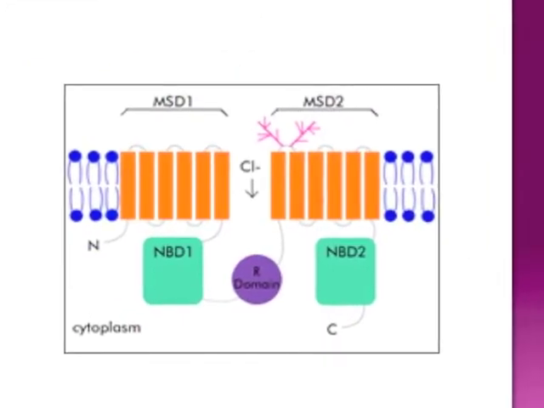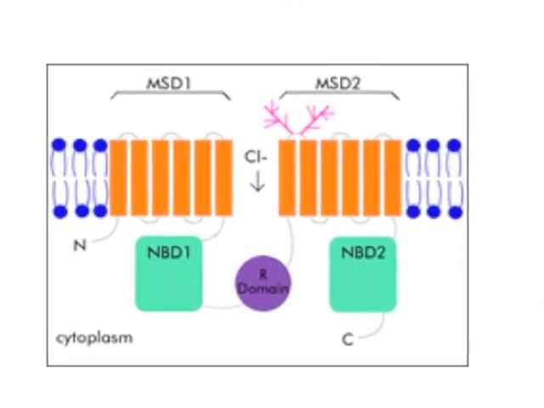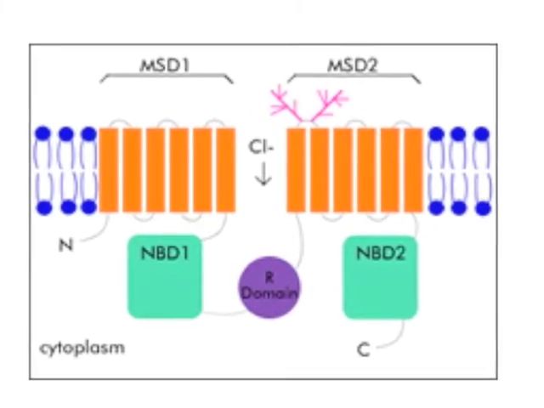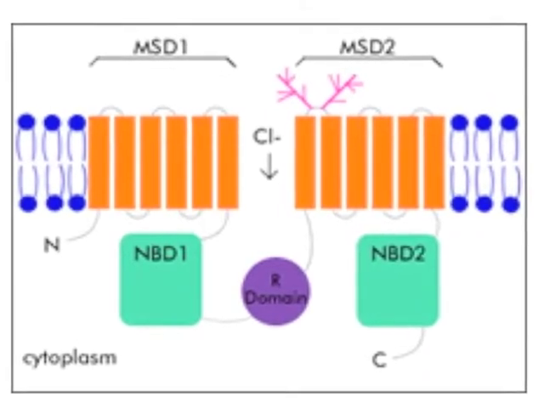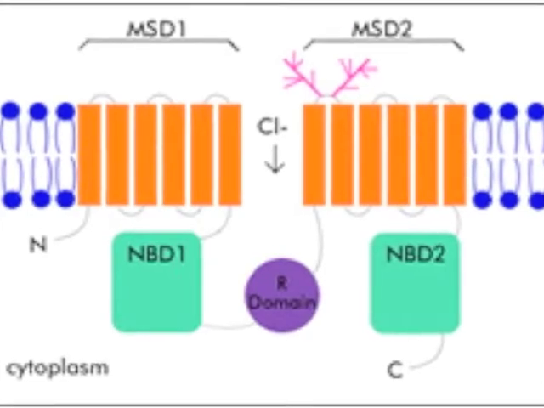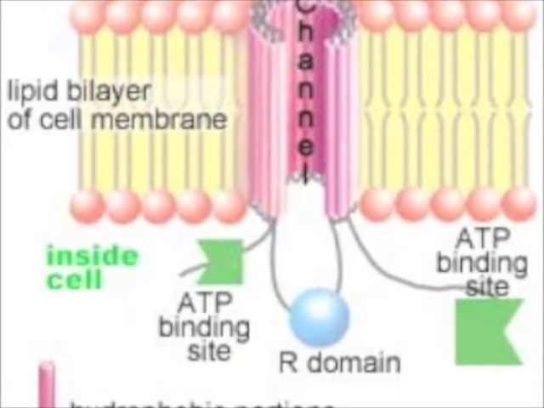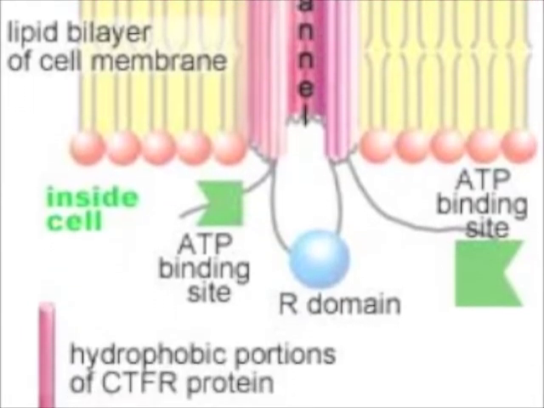CFTR is made up of 5 domains: 2 membrane-spanning domains, MSD1 and MSD2, that form the chloride ion channel, 2 nucleotide-binding domains, NBD1 and NBD2, that bind and hydrolyze ATP, and a regulatory domain. Delta F508, the most common CF-causing mutation, occurs in the DNA sequence that codes for the first nucleotide binding domain.